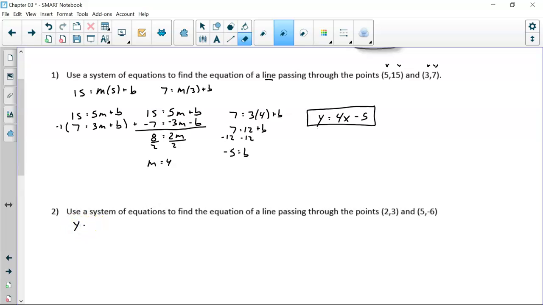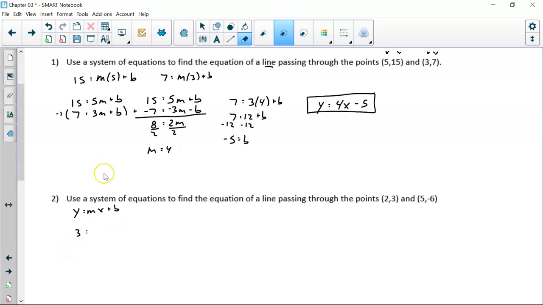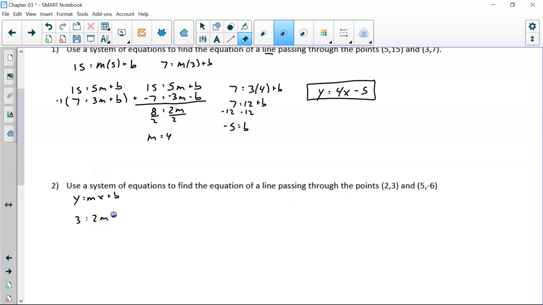So remember, we have y equals mx plus b. So 3 equals 2m plus b. And the other equation, -6 equals 5m plus b. Same thing. It's nicely set up for elimination. I'm going to multiply the entire bottom equation by -1. 3 equals 2m plus b, and 6 equals -5m minus b. So when I add the two equations together, I get 9 equals -3m. The b's cancel. Divide both sides by -3, and m is -3.